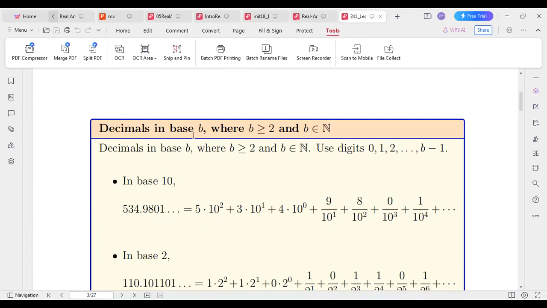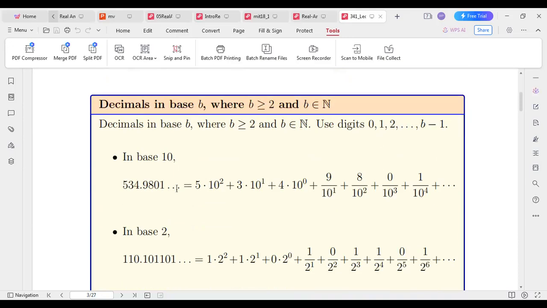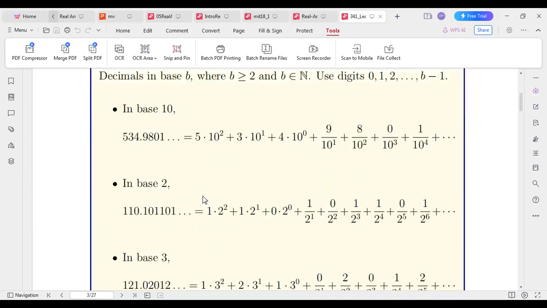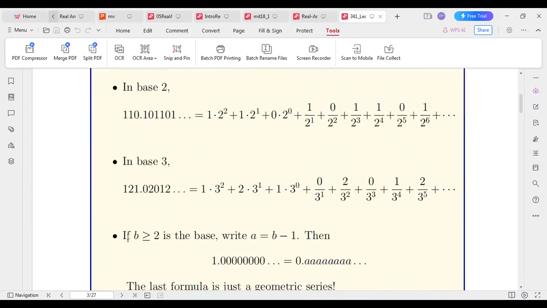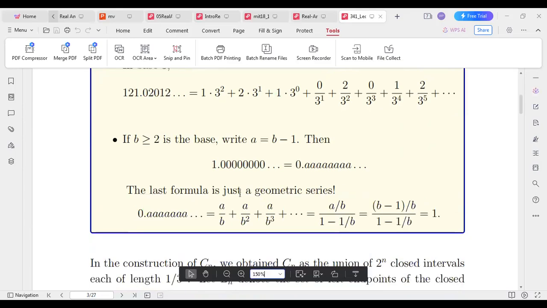Now, decimals in base B, where B is greater than or equal to 2 and B belongs to the natural numbers; the digits are 0, 1, 2 up to B minus 1. In base 10, we can write it this way. In base 2, this is the binary. And in base 3, we can write it like this. So if B is greater than or equal to 3, the digit can be written as A equals B minus 1. The last formula is just a geometric series: A by B, A by B squared, A by B cubed, and so on, all sum to 1.